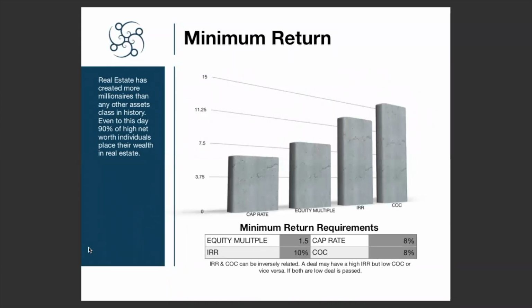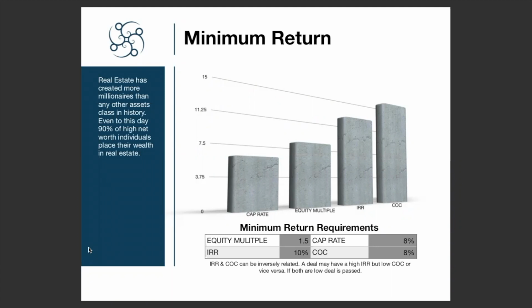The minimum return is very fluid and very deal dependent. So if you see here, it says the equity multiple minimum is 1.5, which is good. Not great, but good. The IRR, or internal rate of return, is 10%. That's not good. Cash on cash, or COC, is also not good.